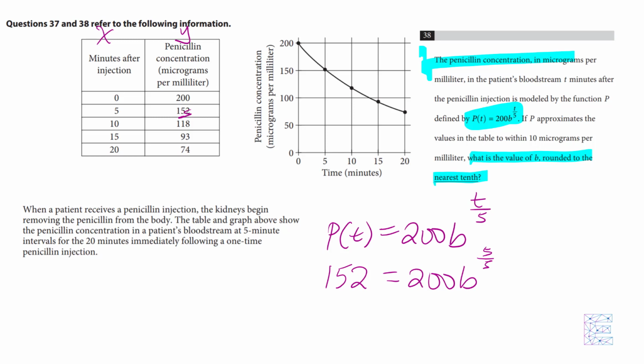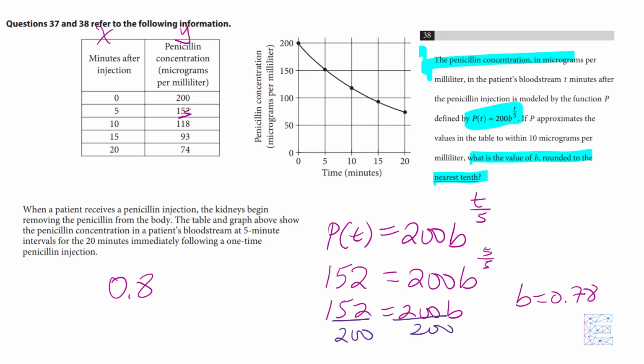So once again, using algebra, this is going to be 152 equals 200b. And then to solve for this, of course, we divide both sides by 200 as shown, and using your calculator you find that b is about 0.76. But the question said round to the nearest tenth, so this is 0.8, which makes 0.8 the answer to this free response question.